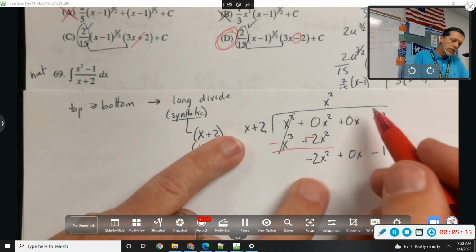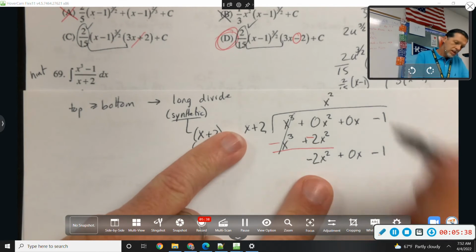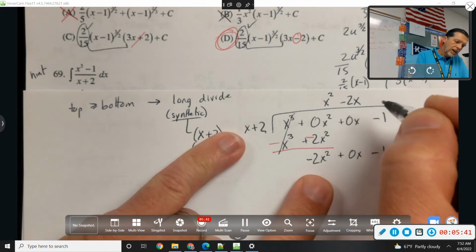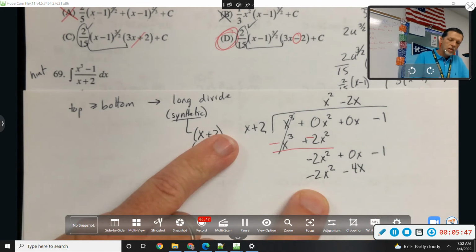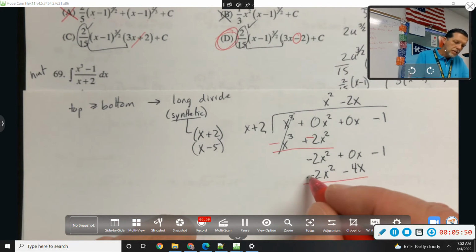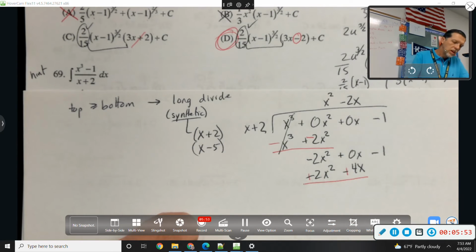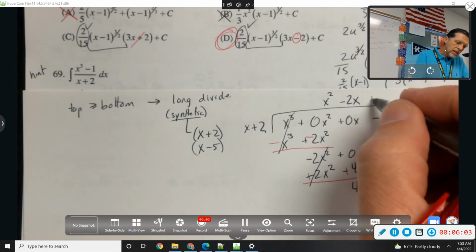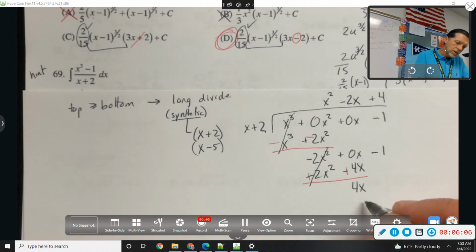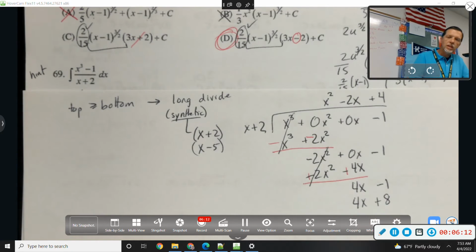So something times x gets me to negative 2x squared. That would be a negative 2x. So negative 2x squared minus 4x. We subtract again. Be careful, that means we end up adding both of those. The lead term goes away because we picked the right thing to go up top. That leaves us with 4x. 4 times x plus 2 would get me 4x plus 8. And then subtract that. And I have negative 9 left.